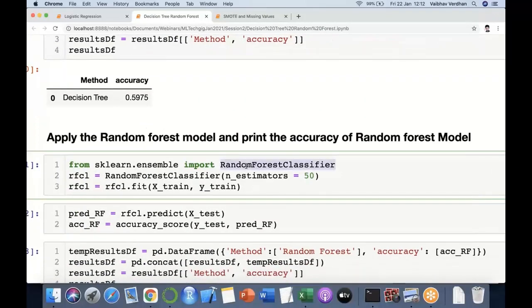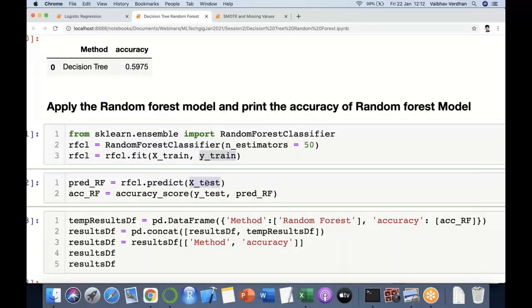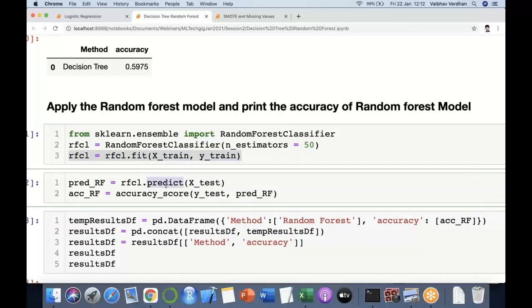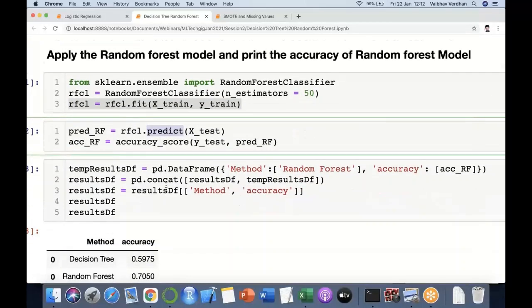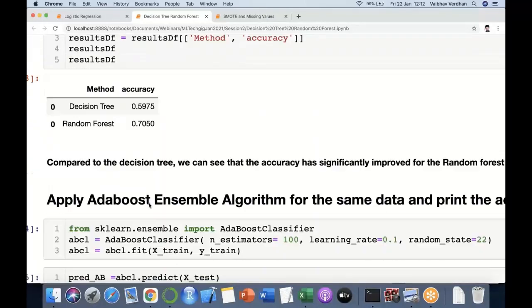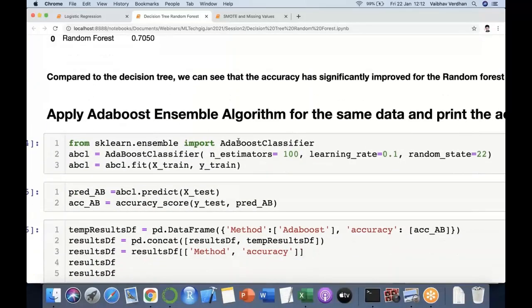This is the random forest classifier. Again, random forest classifier: fitting on the training data, predicting on the testing data, and then we are getting the accuracy. Like in this table, we are simply adding the accuracy of decision tree and random forest. You can see that random forest has a better accuracy. Then we have AdaBoost classifier.